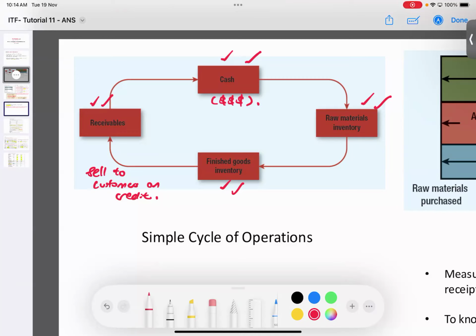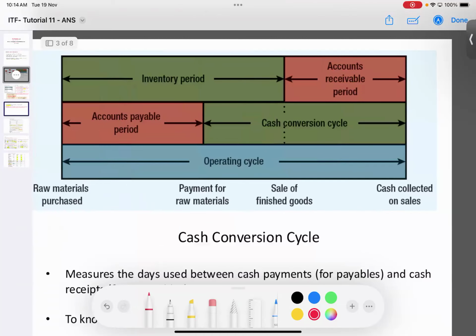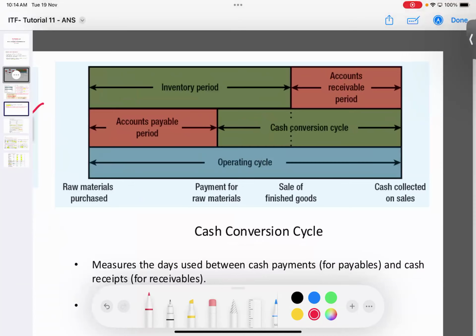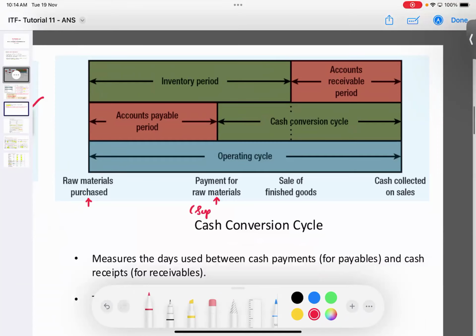So why do we need to look into this? Because we need to know how fast we can get back the cash to buy the raw materials. I need to know how many days I use to get back the cash from the customers in order for me to pay the suppliers, right? So we can look into it more specifically as a cash conversion cycle. We start from the raw material purchase to the payment for the raw materials to suppliers, and then we produce the goods and services and sell them to customers on credit, and we collect the money from the customers. The whole thing over here is what we call the operating cycle.